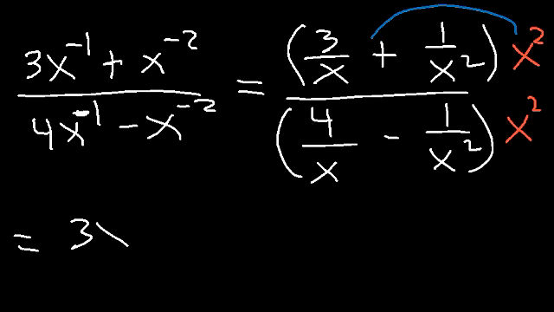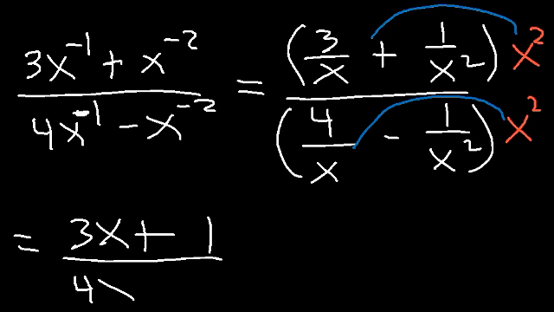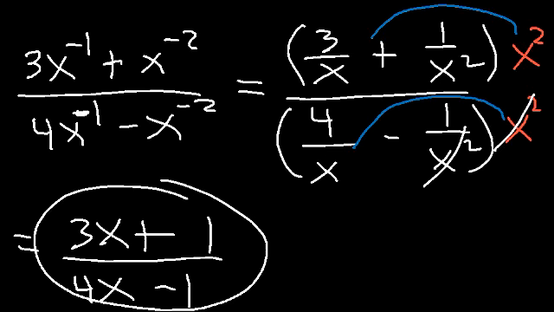So this is 3x plus, now the entire x squareds will cancel, leaving behind just 1. On the bottom, x squared divided by x is x times 4, so that's going to be 4x. And then these will cancel, leaving behind negative 1. So this is it, 3x plus 1 divided by 4x minus 1.